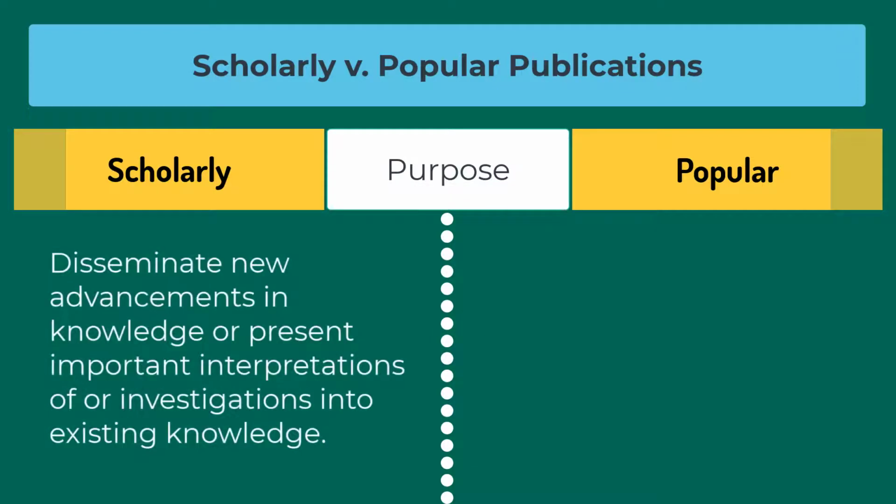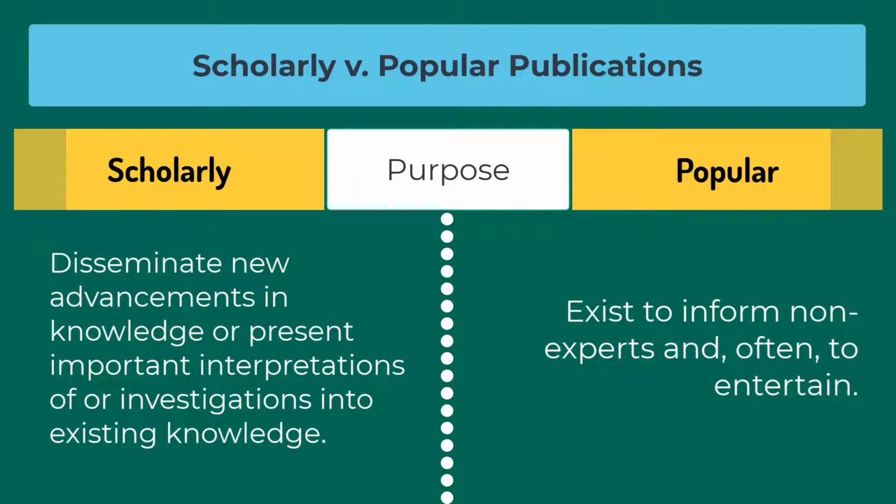Purpose. Scholarly publications exist to disseminate new advancements in knowledge or present important interpretations or investigations into existing knowledge. Popular publications exist to inform non-experts and often to entertain. Now, you might argue that to an extent, all of these resources are meant to be informative, so that's not a very good way to distinguish between them. You're absolutely right. But again, what's important to remember is that all of these categories are meant to be considered together. So when one area seems a little fuzzy, considering the source in light of another category, like content, can often clarify things substantially.